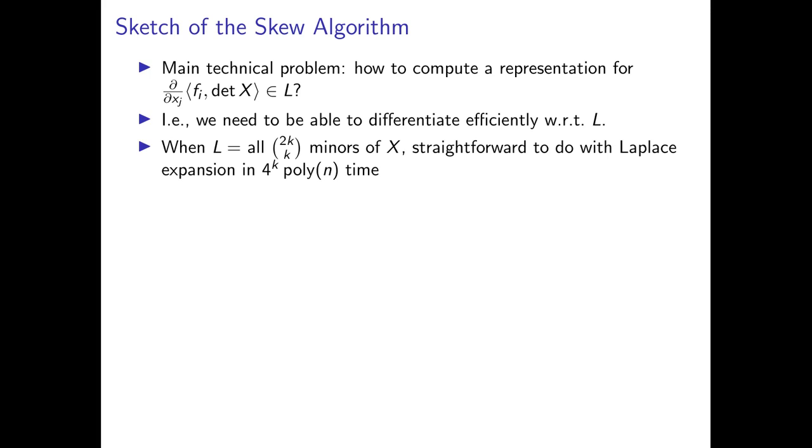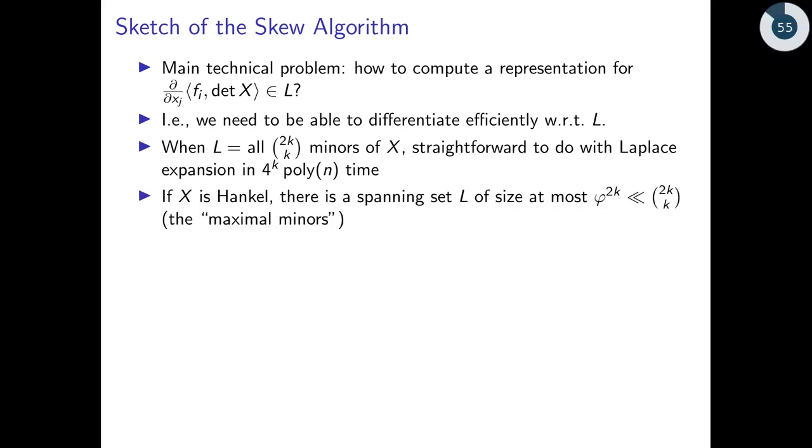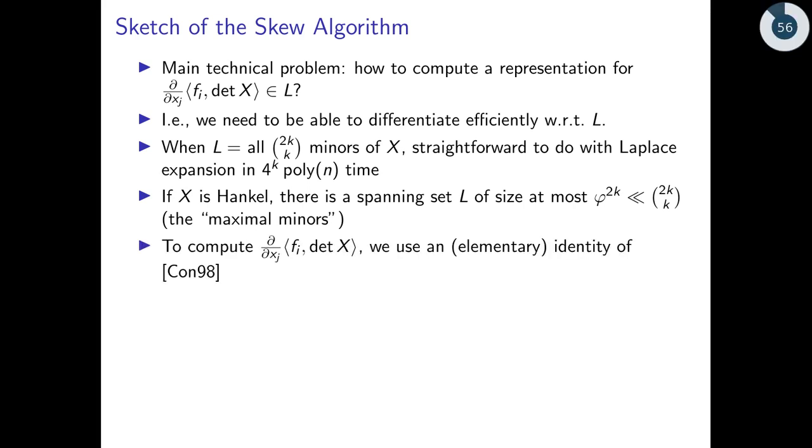So in the current case, when L is the set of all minors of the matrix X, this is pretty easy to do just using basic properties of derivatives. Now the more involved case is when X is a Hankel matrix. So in this case, we show that there is actually a spanning set for the space of partial derivatives of the determinant of x of size less than phi to the 2k. And this spanning set was studied in a paper of Conca in commutative algebra, conveniently. And using an identity from this paper, we show that this differentiation step can again be performed efficiently. So these are all the main ideas needed for our algorithms in the case when the circuit C is skew.